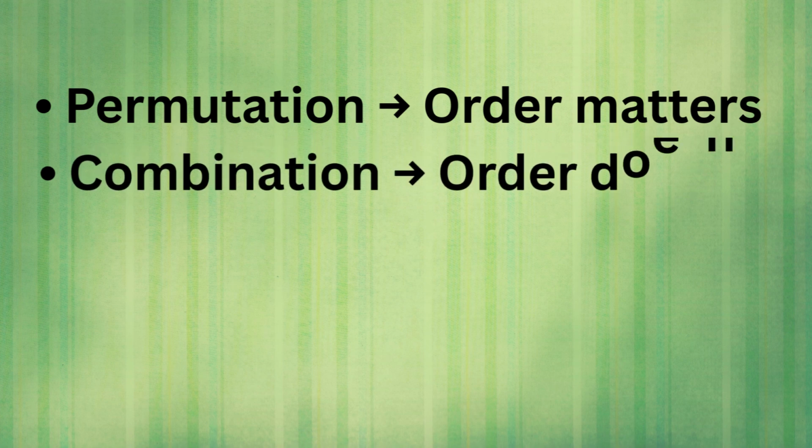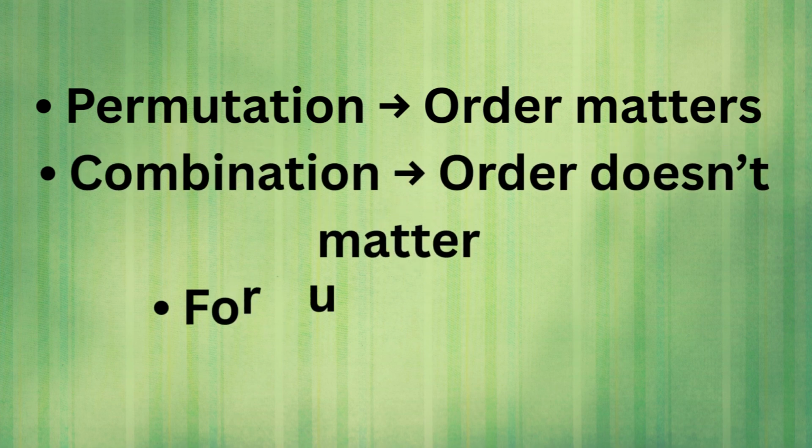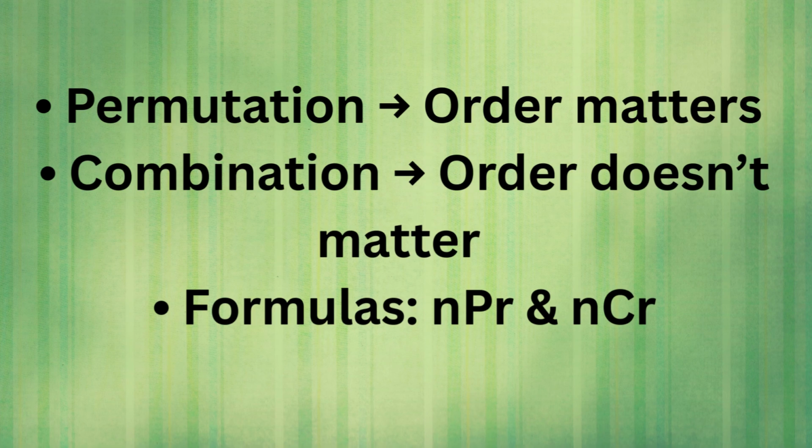Permutation means order matters. Rearranging letters or digits makes different arrangements. Combination means order does not matter. We focus only on selection, and we use the formulas nPr and nCr to calculate them. With this foundation revised, we are ready for today's concepts.